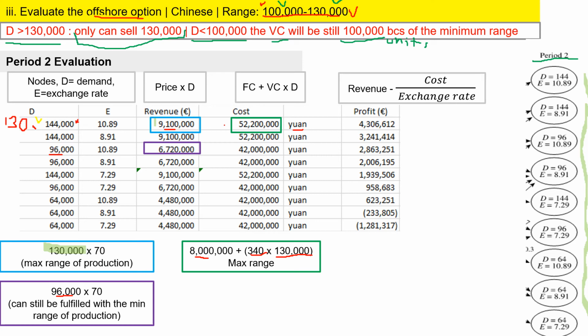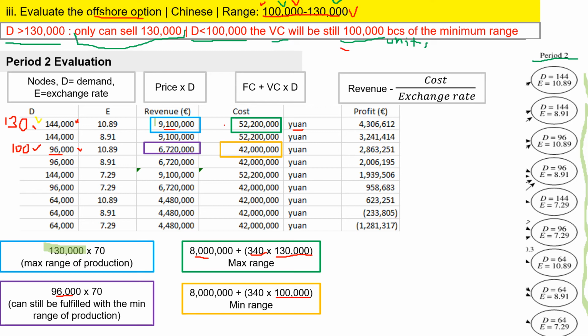And for this note, the yellow box, also the same, the fixed cost plus the 340 times 100,000. Why is it 100,000 units? Because even though the demand is 96,000, our minimum range of production is 100,000 units. So we calculated with the minimum range, and we got this number.